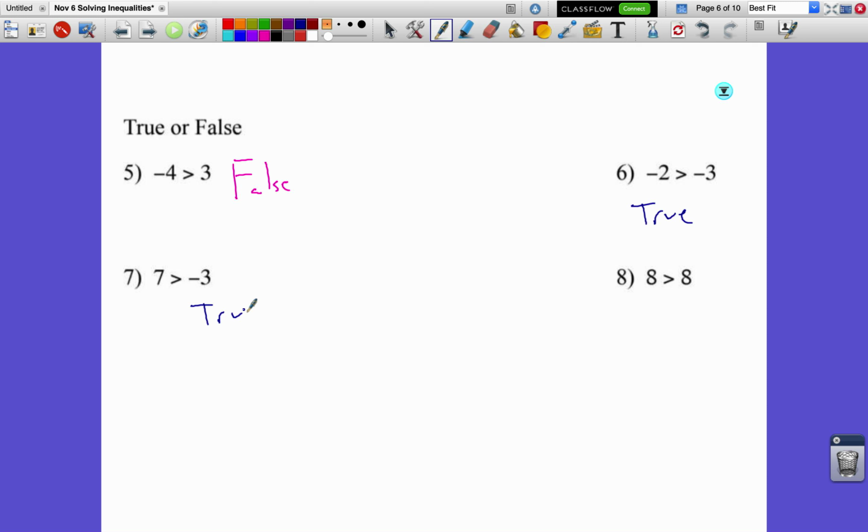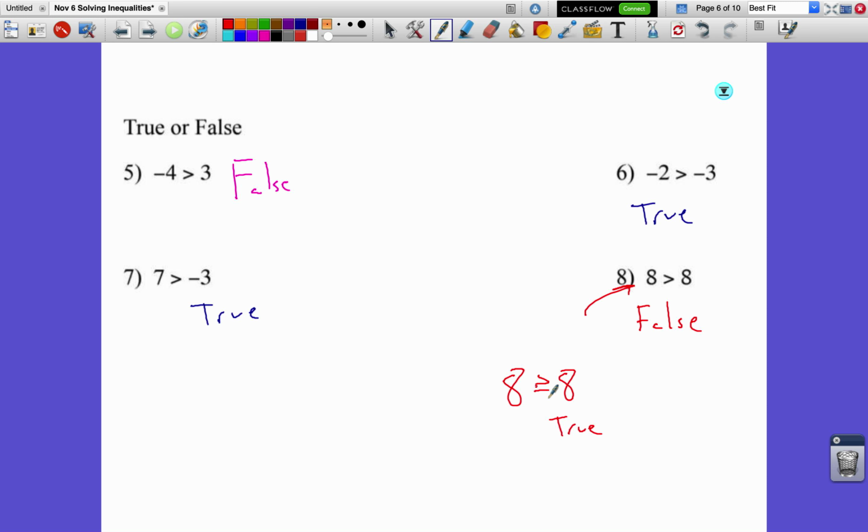This one here is also true. And then 8 is greater than 8. This is false. When we use this symbol, one of the sides has to be bigger than the other. There is a different symbol that would make this one true, and that is to do this greater than or equal to. Now it's true.